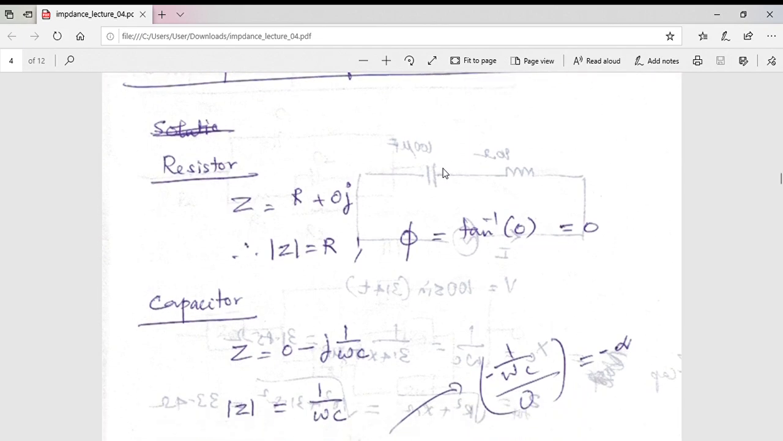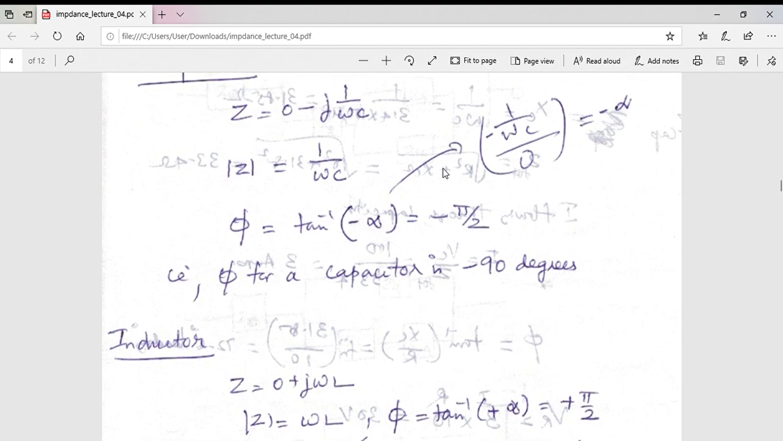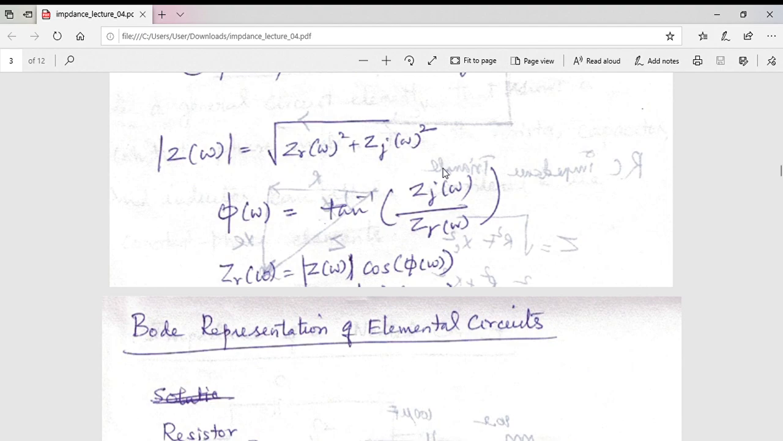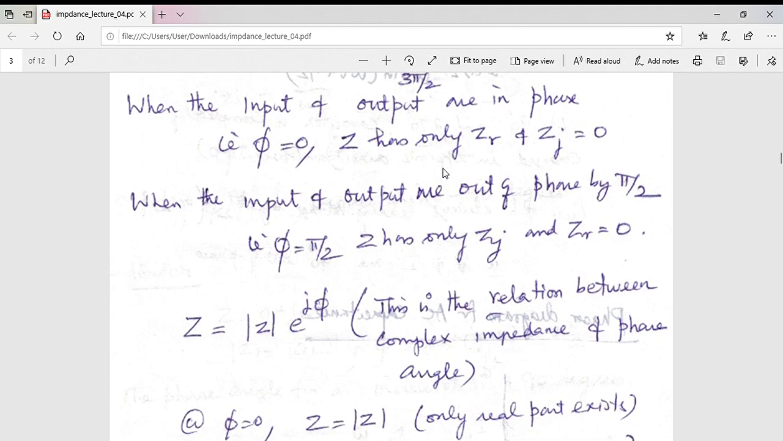And we can look at the Bode representation. I think we have stopped our class somewhere here, I believe. Yeah, okay.